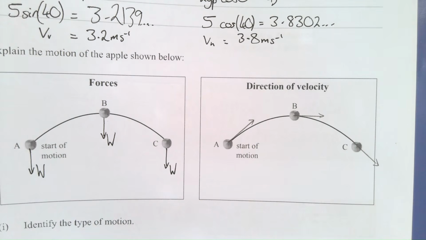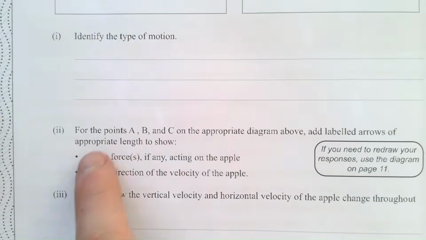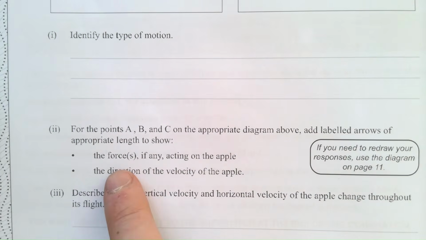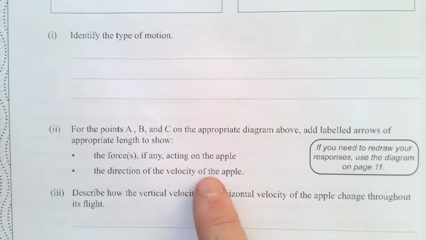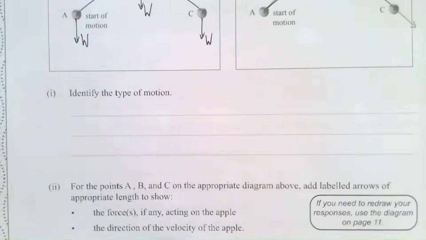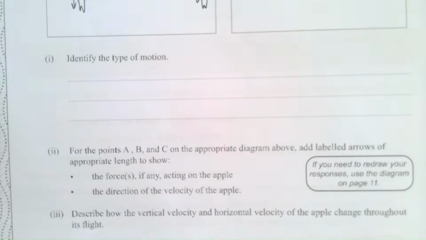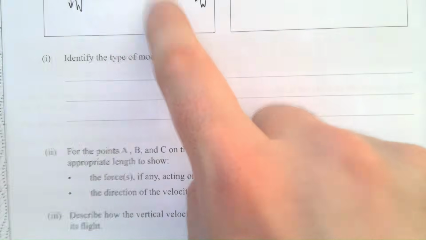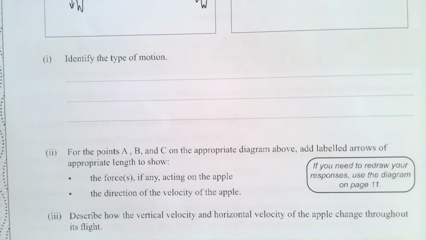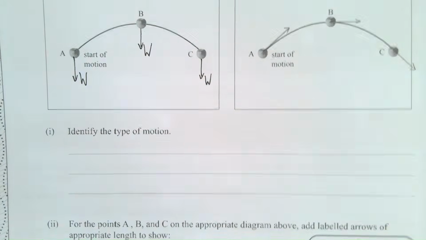Oh, I've skipped part I, sorry. That was part 2. Sorry, part 2. For points A, B, C on the appropriate diagram above, add labelled arrows of appropriate length to show the force, if any, acting on the apple, and the direction of the velocity of the apple. My mistake. I didn't do part I first. That was part 2. So for part 2, if you did those arrows all correctly, either on the force or the velocity diagram, that was achieved. If you did all of these correctly, then that's a merit.